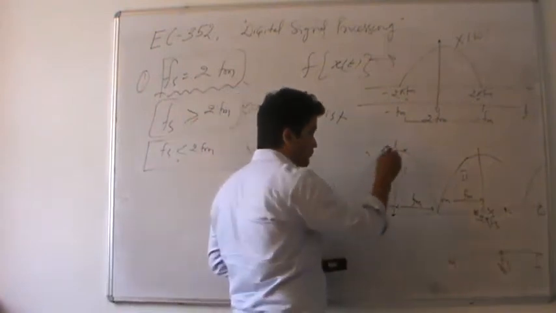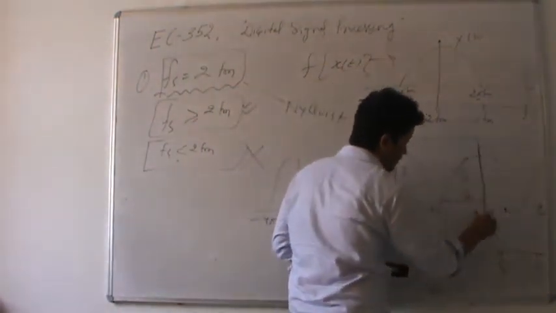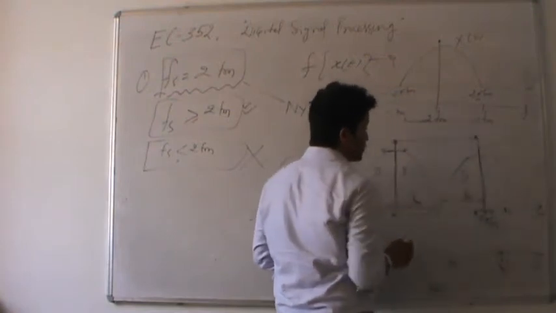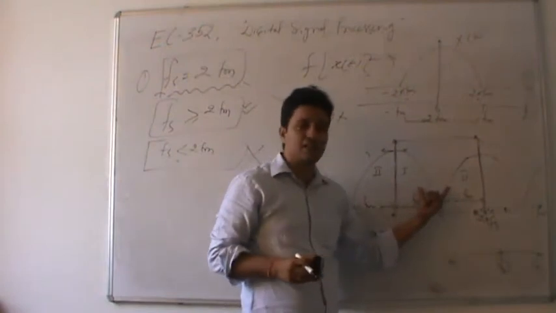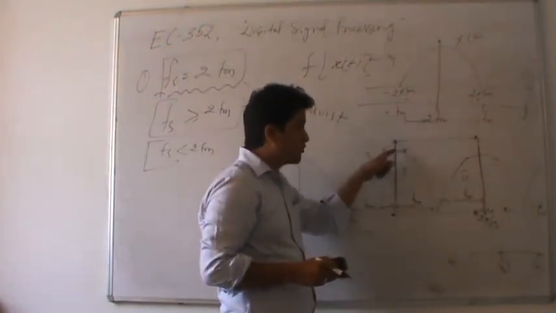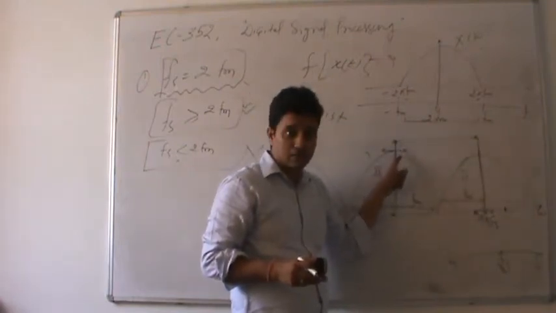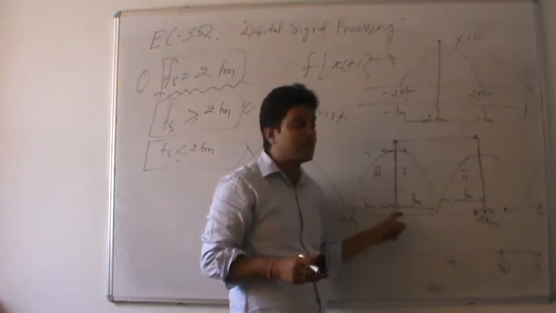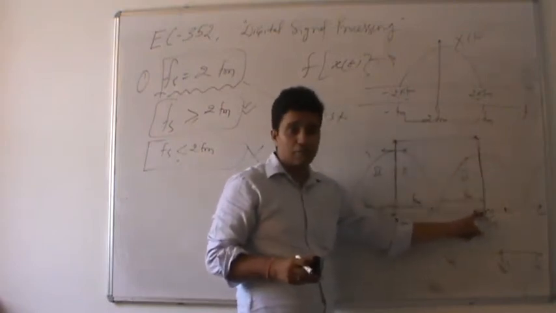So this part, if we can filter out this much part of the spectrum, we will be able to recover the original information, the original signal. But you see here, we need a filter whose response is exactly sharp like this, which is almost impossible to design, a filter with such a sharp, ideal response.